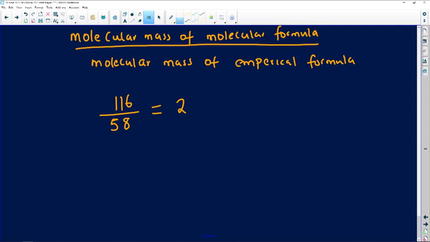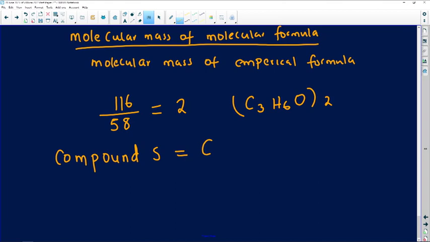So if our answer is 2, what is compound S now? Compound S will be equal to, remember it was C3H6O, right? If I times by 2, this will become C6H12O2. Now what is remaining? What is the molecular formula of what's remaining?